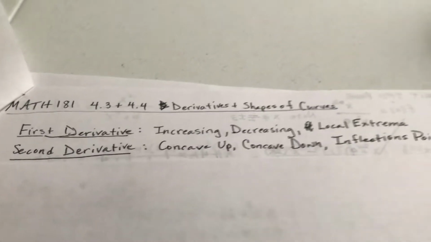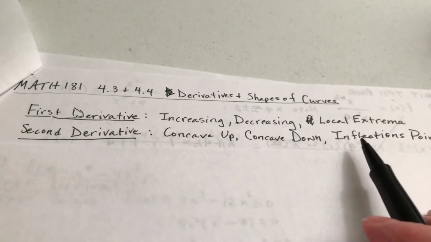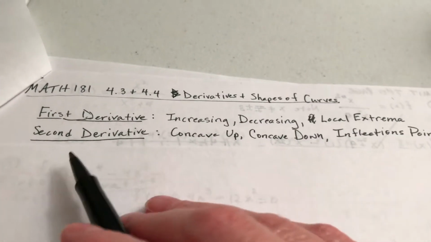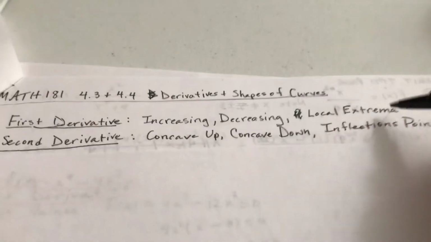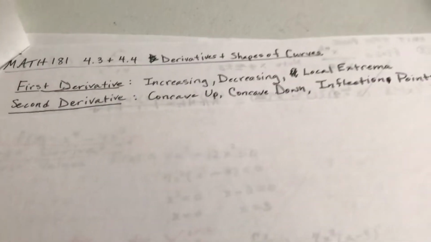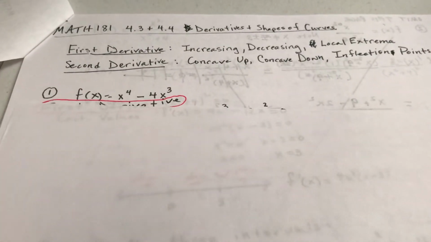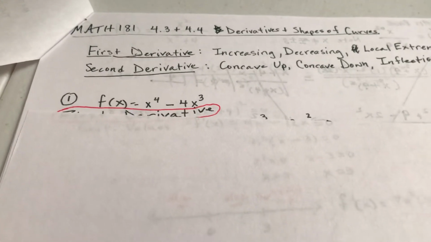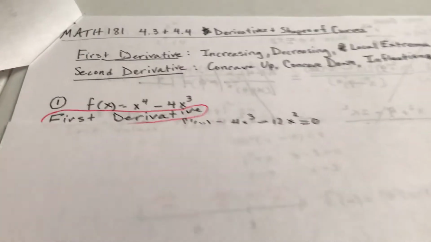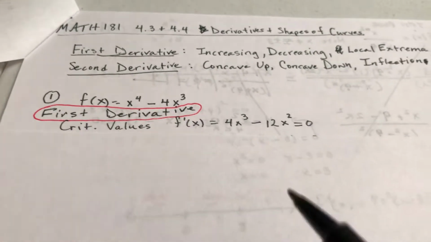Example 1. Let's remember that the first derivative will give us information on increasing, decreasing, and local extrema. Second derivative, concave up, concave down, inflection points. So we're looking at the first function as a polynomial, and we're going to analyze the first derivative. So that's what I wrote, first derivative. Take the derivative. You can do that.